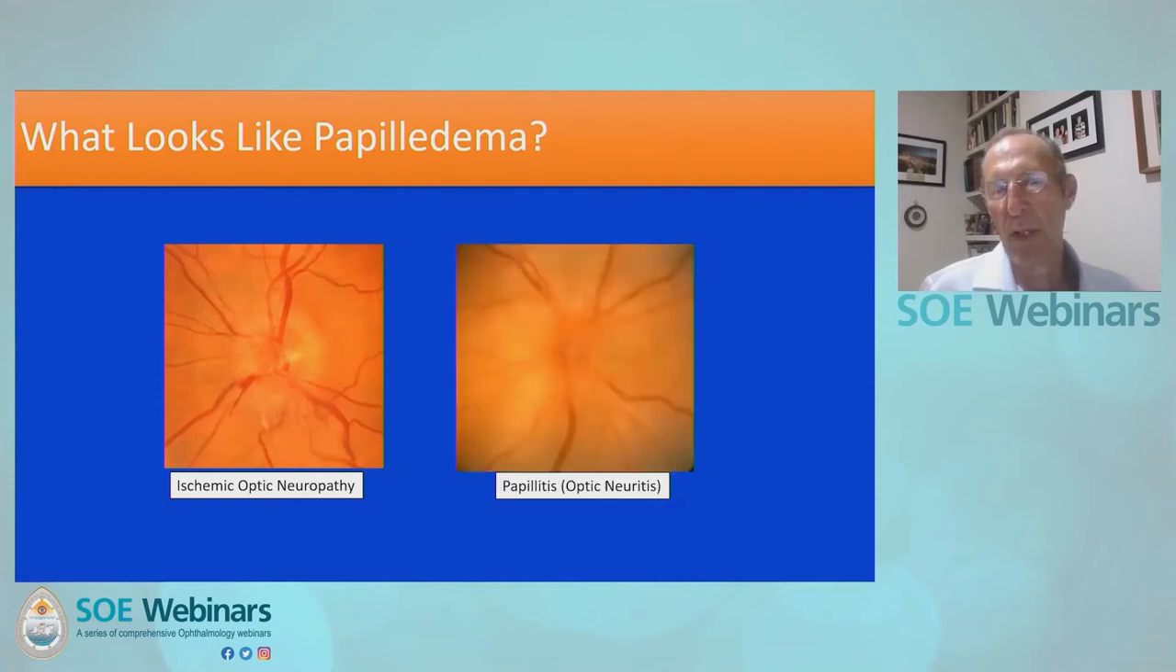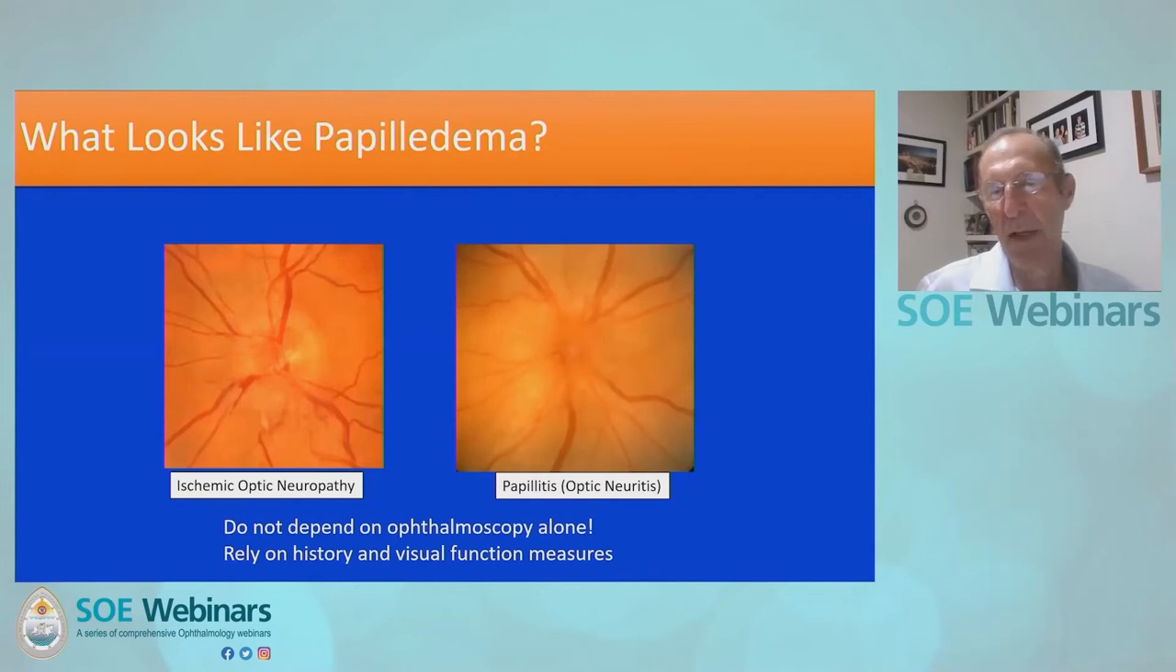And what about this one? This is papillitis or optic neuritis. The optic disc has only a limited repertoire for what it can display to you. So what I would say to you about this is do not depend on ophthalmoscopy alone. Rely on history and visual function measurements in your distinction between papilledema and other causes of the acquired swollen optic disc.